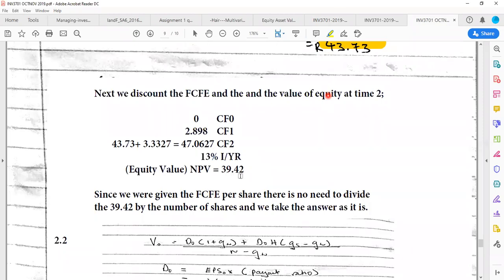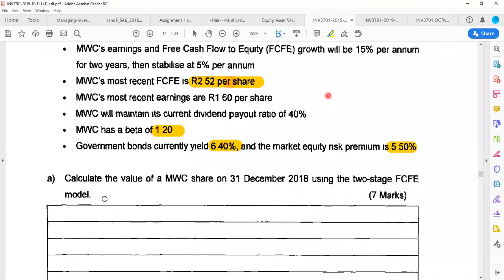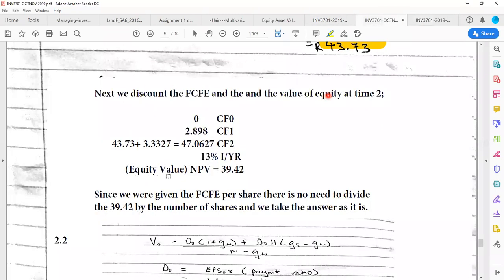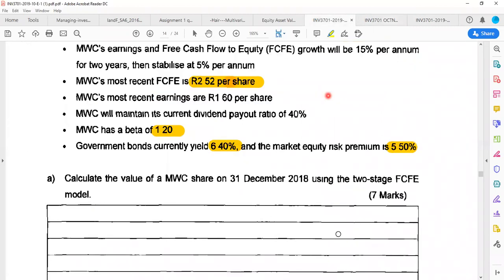So it means this 39.42 is the value we were asked to calculate. That 39.42 is the value of each share. But if this was the total FCFE of the company, we would need to divide this total equity value by the number of shares, right?